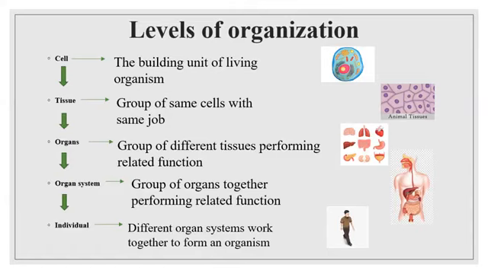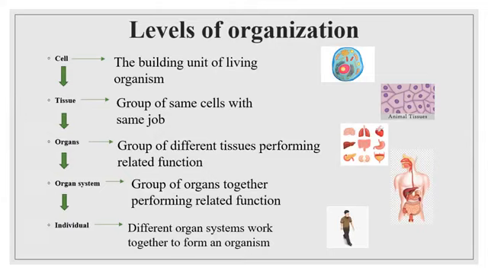When cells join, they form tissue. So the definition of tissue is a group of same cells with the same job. Here is the picture of animal tissue. When tissues combine, they give rise to organs. Organs can be defined as a group of different tissues performing related functions. Here you can see a few of the organs to name: stomach, intestine, lungs, heart.